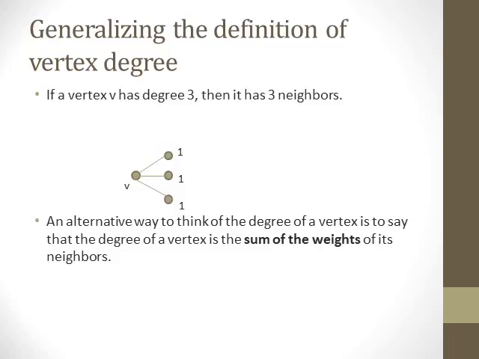Consider the degree of a vertex. We can think of it as the sum of the weights of its neighbors, instead of the number of neighbors. Now, if the vertices have distinct weights, the sum of the weights of its neighbors incorporates this fact. Now the sum of the weights of the neighbors is 7.